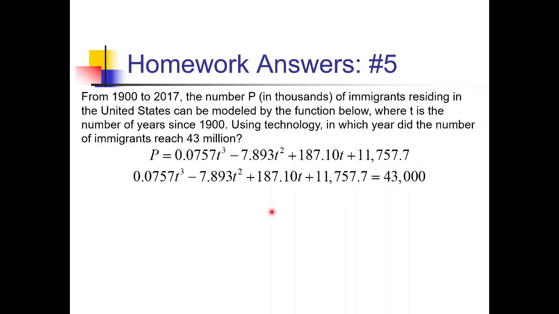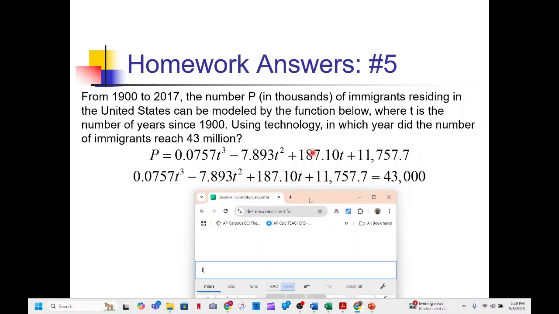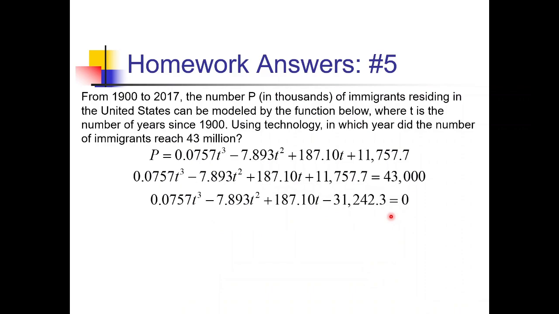Let me go to Desmos for that. So we've got 11,757.7 minus 43,000. No way I'm doing that by hand if I can help it. That's negative 31,242.3. I will take their word for it. And at this point, the only way to solve this polynomial, definitely not factorable, we're going to have to graph this thing out on the Desmos graphing calculator and see where it touches the x-axis, although I guess it would be the t-axis at this point.